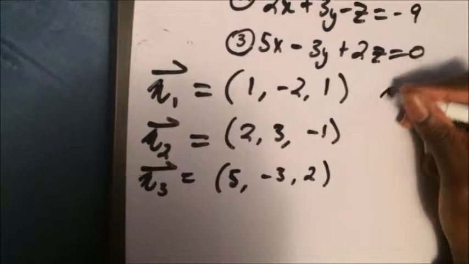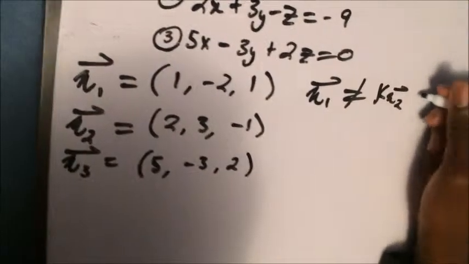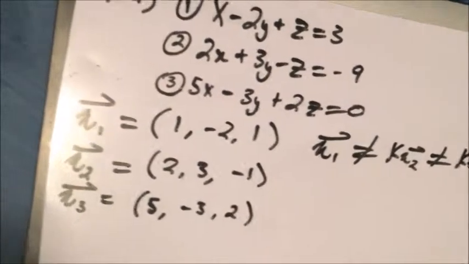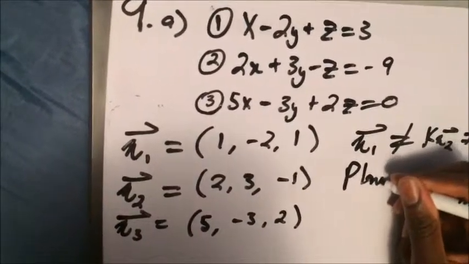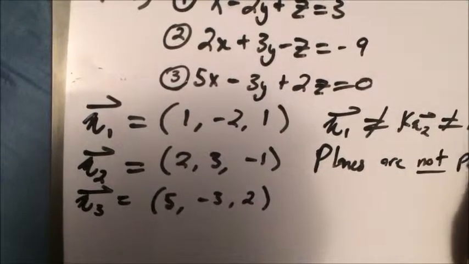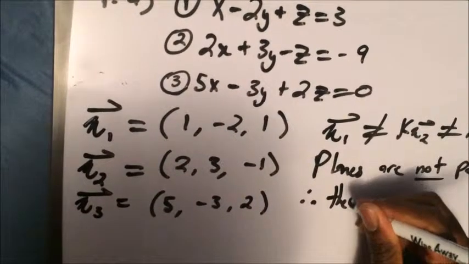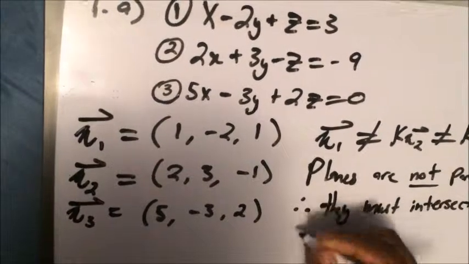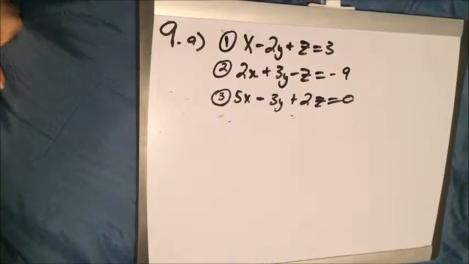So we know that n1 does not equal kn2, which does not equal kn3. So this means that they're not parallel. So the planes are not parallel. Therefore, they must intersect somewhere. So now we know that the three planes intersect somewhere, but where?